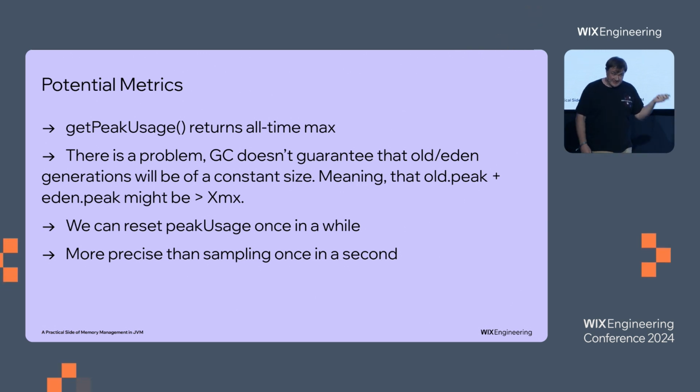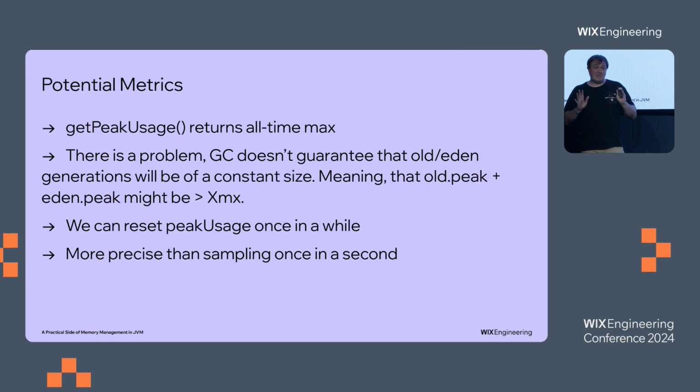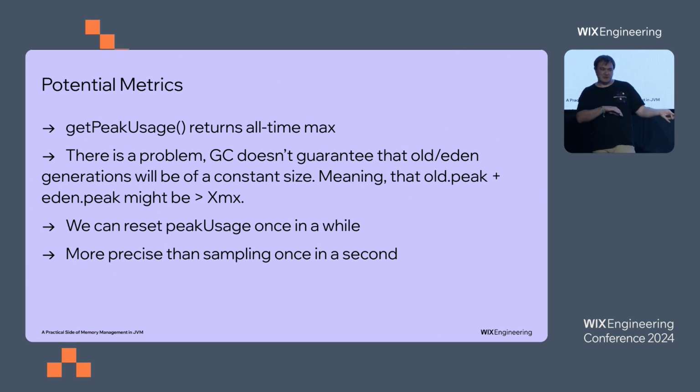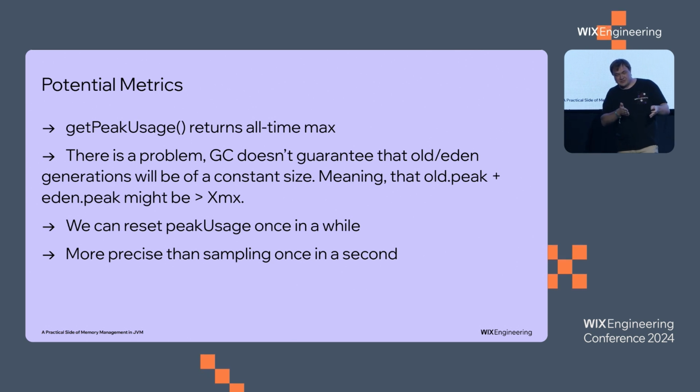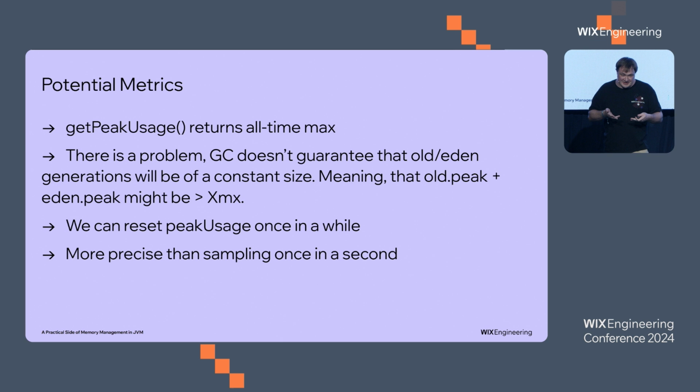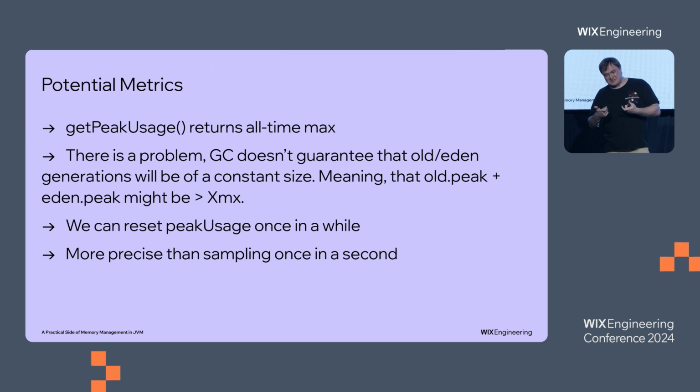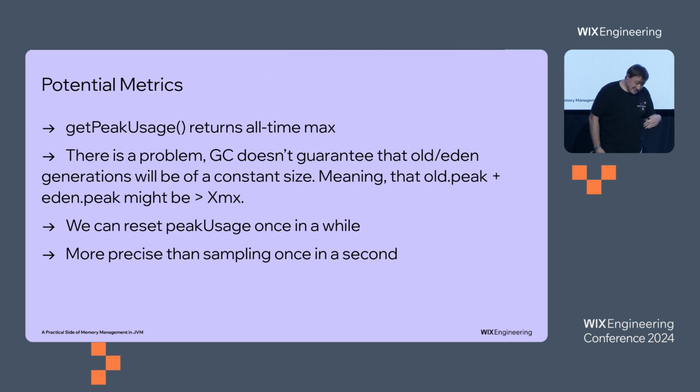It's very nice, but the problem is that the garbage collector, the sizes of the young generation and old generation are not constant. The garbage collector has its own right to dynamically change the sizes of these areas. And in production, because of that, we can have the sum of the peaks of young generation and old generation be more than Xmx. So this is the problem.